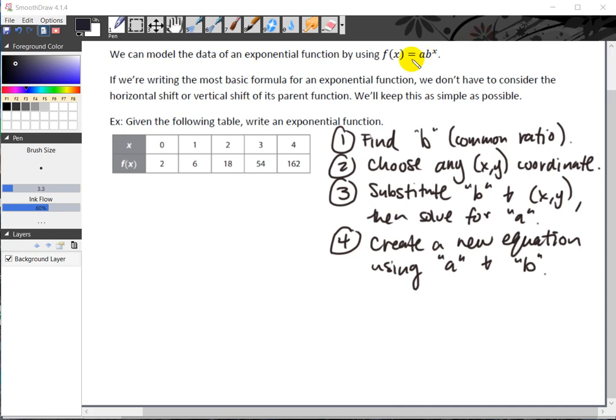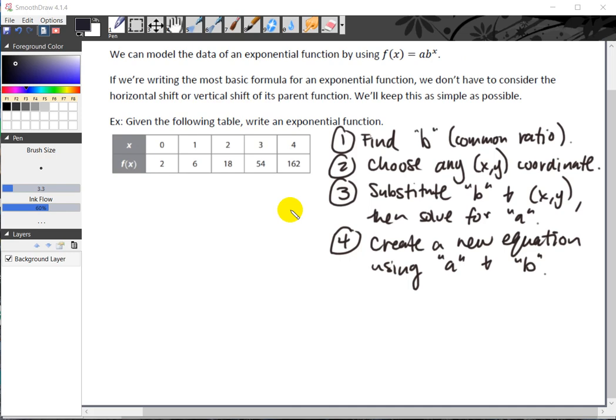Hello! Alright, so the purpose of this video is to show you how to model an exponential function by using this formula, f of x equals a times b raised to the x, but I'm going to give you a table of values, okay?